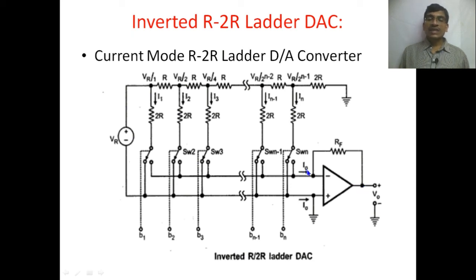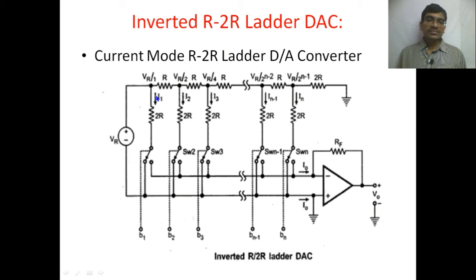I0 is the current flowing into the inverting terminal, and the same I0 is the current flowing into the non-inverting terminal too. Okay, because at any time the current flowing into the op amp will be equal here. If we use a normal R2R ladder network, the current flowing in those resistances may vary. Because of that we may get some heating problem. That is avoided when we use the inverted R2R ladder DAC. It won't give the heating problem.